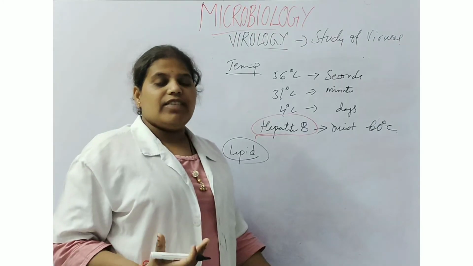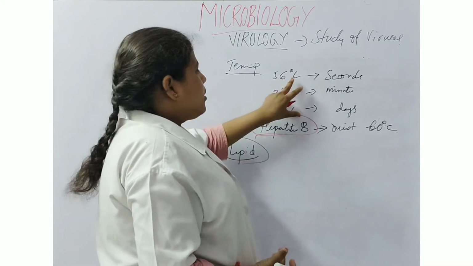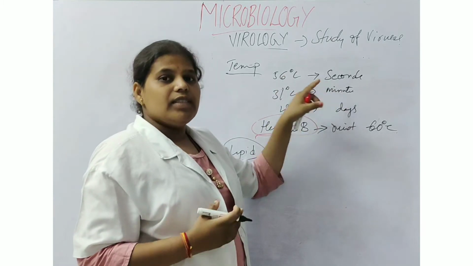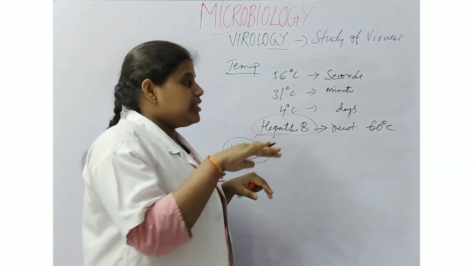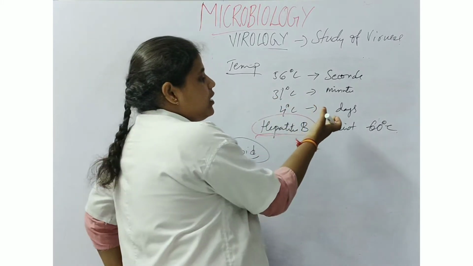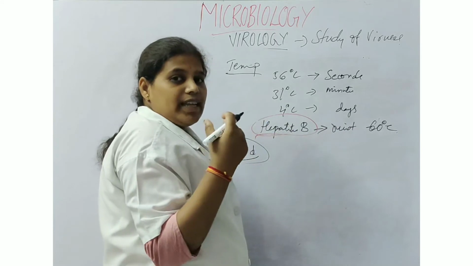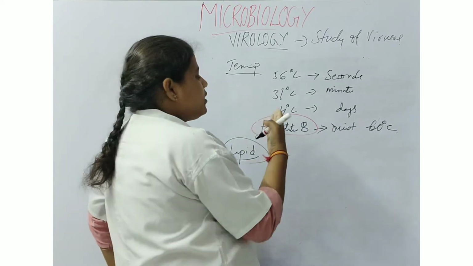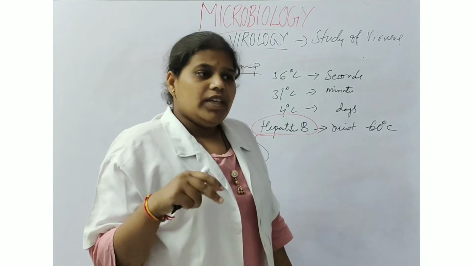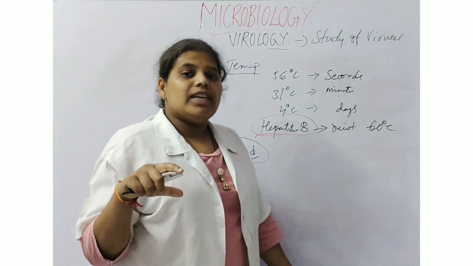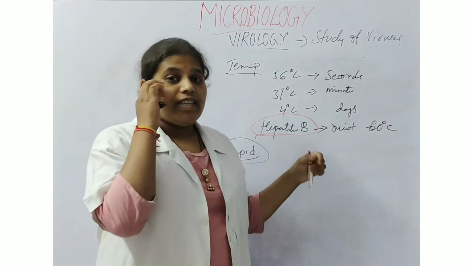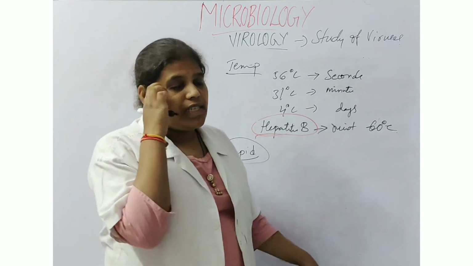We can inactivate the virus by heating it at 56 degrees centigrade for a few seconds. The virus gets inactivated in minutes at 37 degrees, and if we keep it for days, it can be inactivated at 4 degrees centigrade. Even so, not every virus can be killed at these temperatures. Hepatitis B is a virus which can resist even a temperature of 60 degrees.